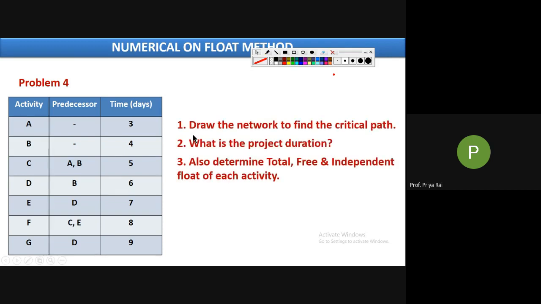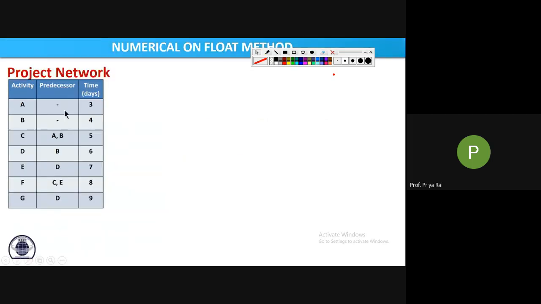Now they will ask you to draw the network and find the critical path. Also find the project duration. That means we have to see what the last E value is, that will be the project duration, and also determine all the floats: total, free and independent float. First we need to draw the network diagram. So what is our first step? We will draw.